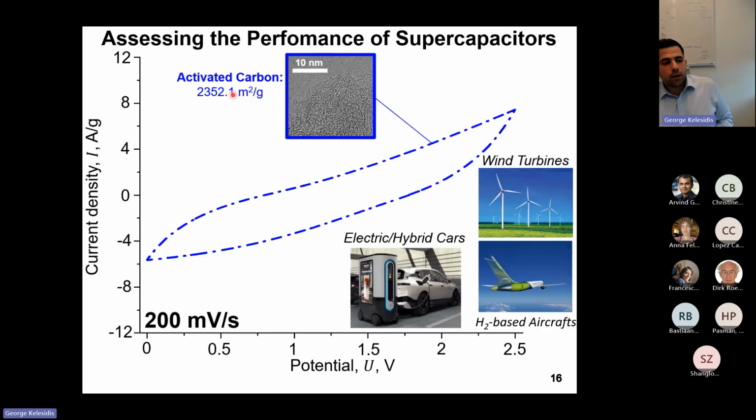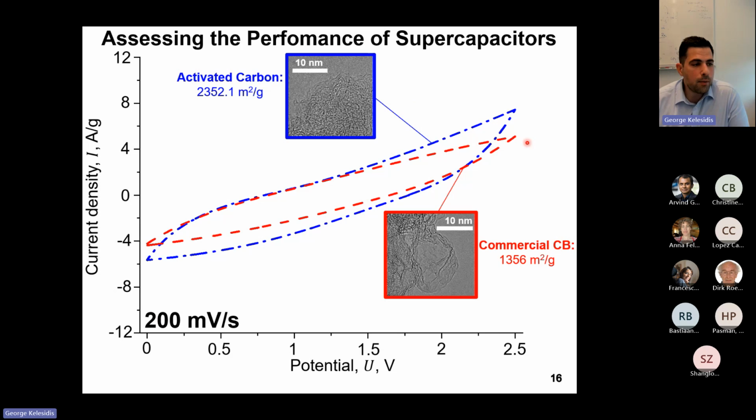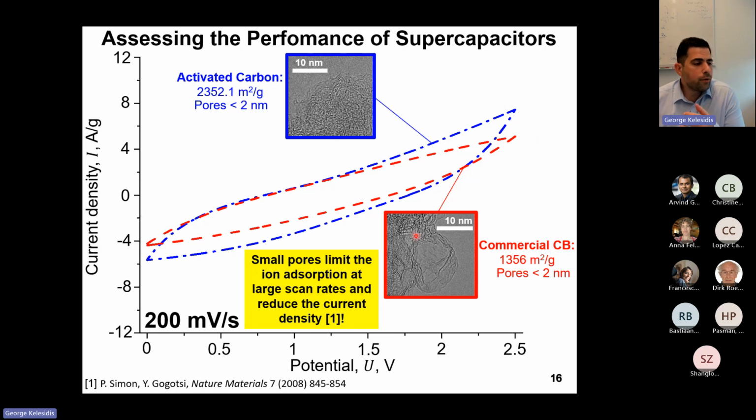Now, we also did cyclic voltammetry measurements at large scan rates of, for example, 200 millivolts per second, that are essential for applications of supercapacitors in wind turbines, electric and hybrid cars, as well as in hydrogen-based aircraft. So here you can see that the cyclic voltammogram that we obtained using this commercial activated carbon, as well as using this commercial carbon black, deviates significantly from the ideal rectangular shape. And this is due to the small pores that are present in these commercial porous carbons that limit the absorption of the electrolyte ions at large scan rates and reduce the current density.